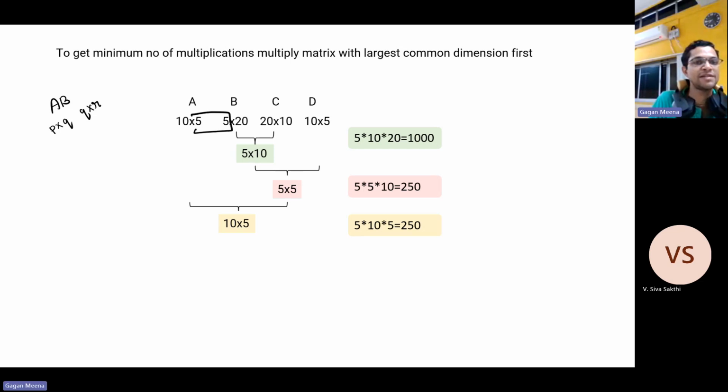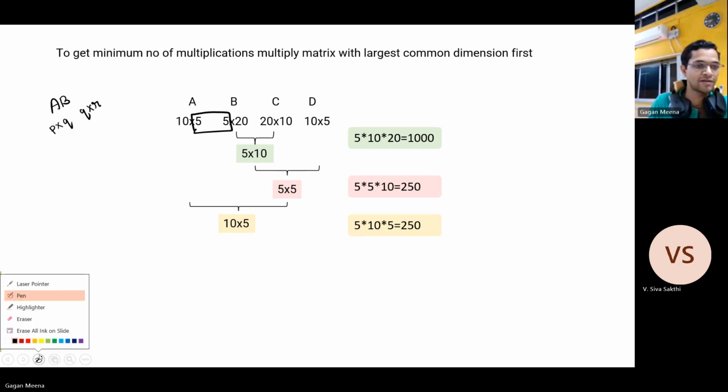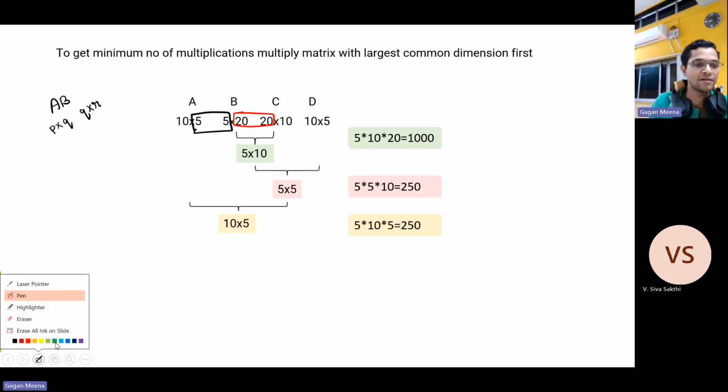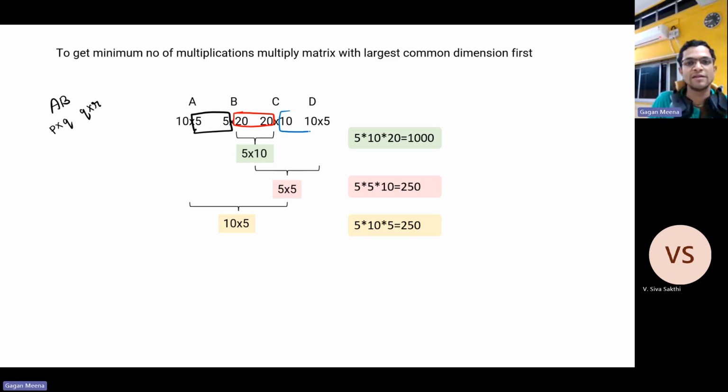You can see the difference here. In this case, the common dimension is 5. Here the common dimension is 20. And here the common dimension is 10. So the largest common dimension appears here, 20. So eliminate this first. If we multiply these two matrices, this will require the maximum number of multiplications. If we use this multiplication first, then the resulting matrix is of size 5 cross 10.